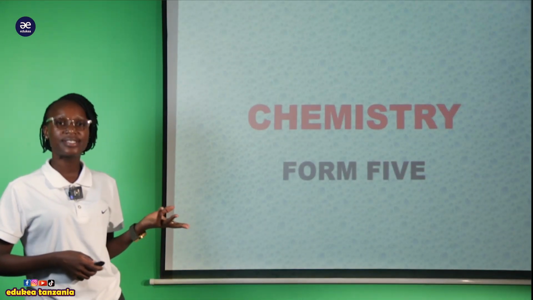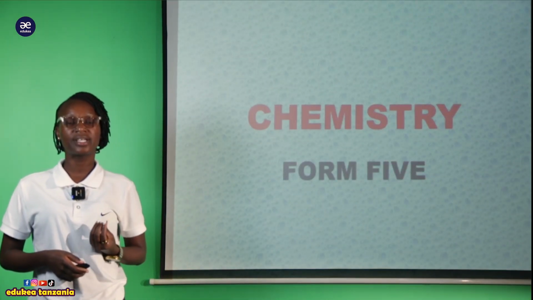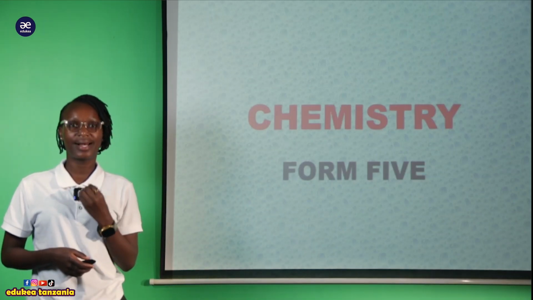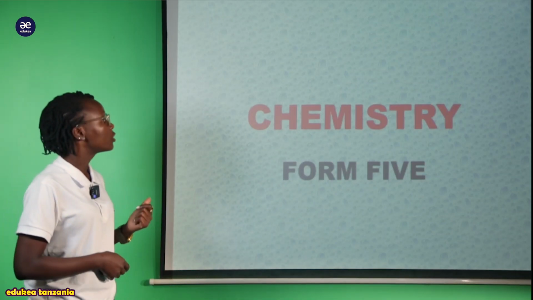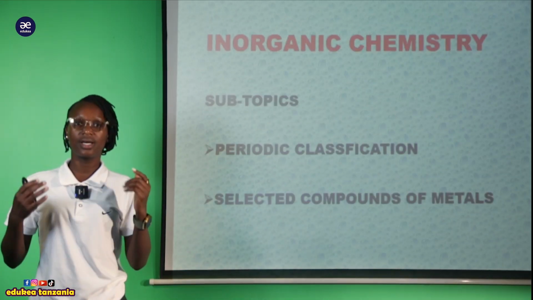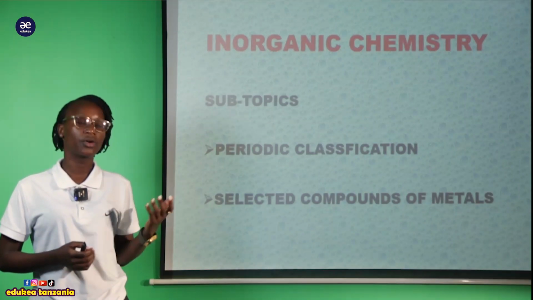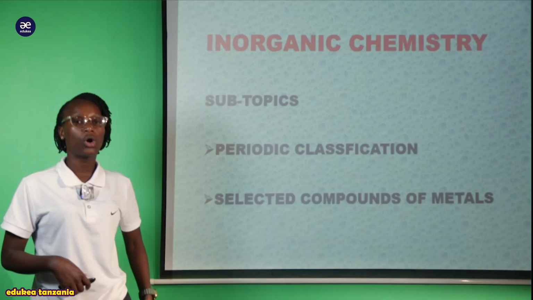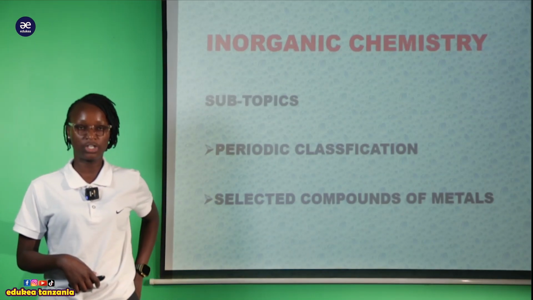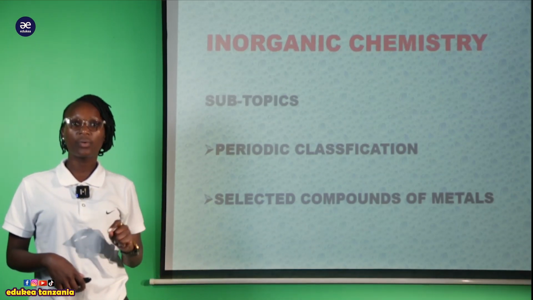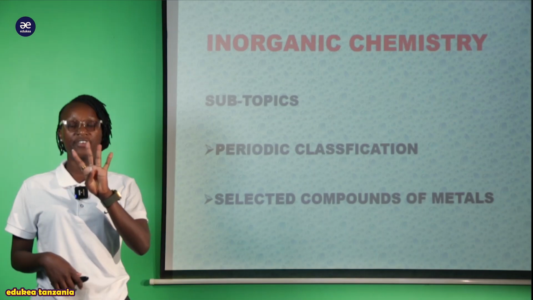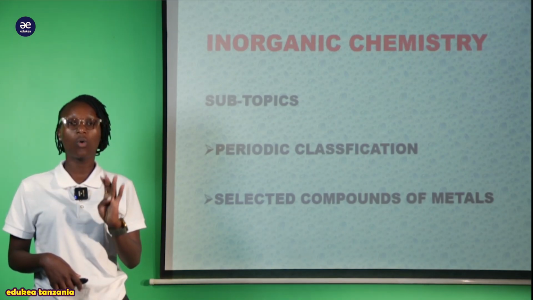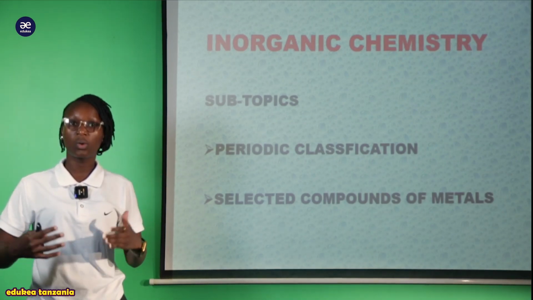And here, my students, we have our amazing subject known as chemistry, and our class level is Form 5. So we are proceeding with inorganic chemistry, and we are in the first subtopic, which is all about periodic classification. Tulisema kwamba kwenye periodic classification kuna mainly 4 categories au mainly 4 subtopics you have to cover.